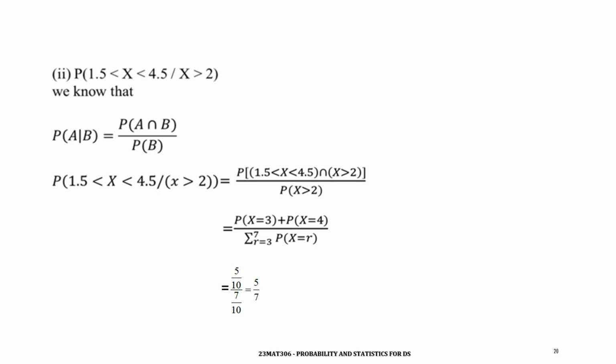So let us look at P of B. When x is greater than 2, we look for 3, 4, 5, 6, 7. For A, the probability that x lies between 1.5 and 4.5, we can take 2, 3, 4, and to find the intersection, the value must be greater than 2. So P of x equal to 3 and P of x equal to 4 come, divided by P of x greater than 2. Obviously 3, 4, 5, 6, 7 take up the values, and when we add all those, we get the answer as 5 by 7.